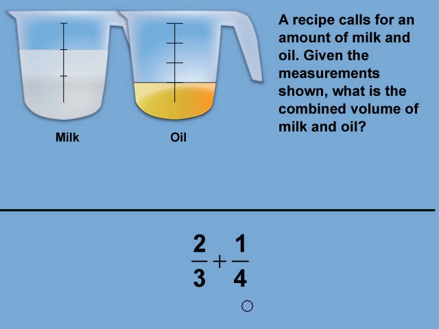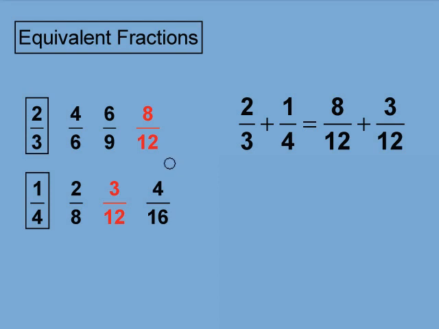This pair of fractions doesn't have a common denominator, and neither denominator is a multiple of the other. We need to generate equivalent fractions for each of the terms, as shown here. With 2/3, we generate 4/6, 6/9, and 8/12. With 1/4, we generate the equivalent fractions 2/8, 3/12, 4/16. We have highlighted the equivalent fractions that have the same denominator.